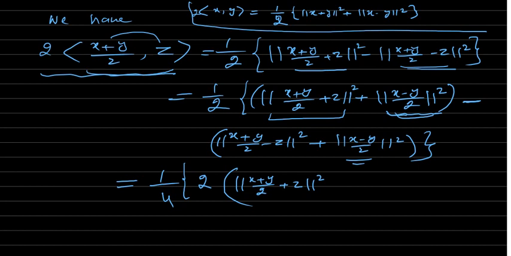Okay sir. Okay, so but now I have to apply this parallelogram law. So I must have twice norm of x square plus norm of y whole square, that I should get. So what I will do, I will divide and multiply by 2. So it will be then 1/4 times twice this plus norm of (x minus y)/2 whole square.